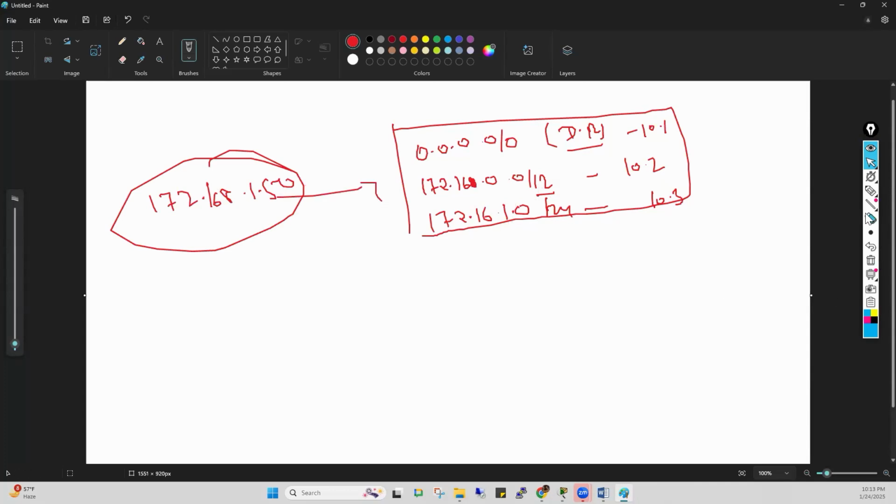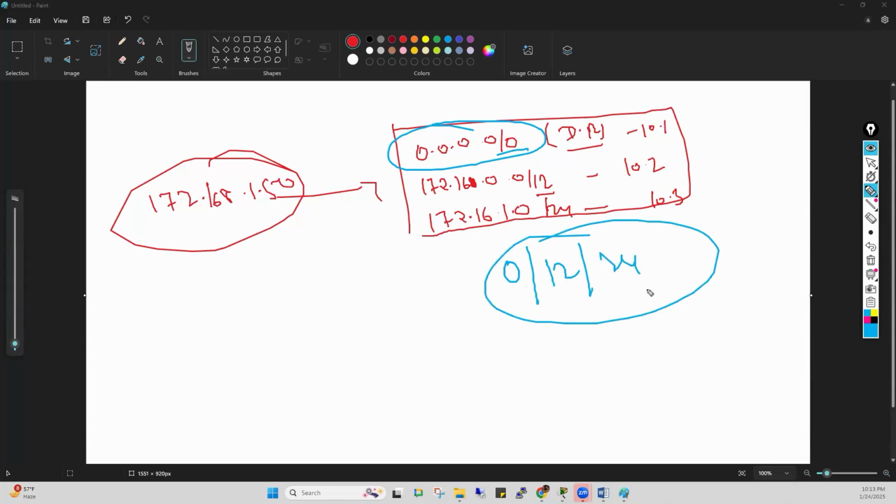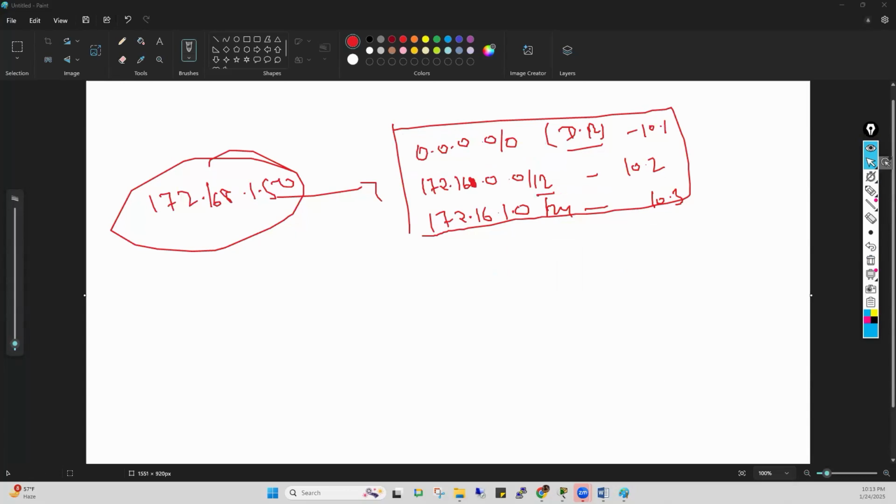What will the router do? If you check, this matches the default route too. Getting my point? So in this case, what are the prefix lengths? 0, 12, and 24. So what is the longest one? 24. So the router will choose this one to forward the packet. Clear? So maybe the interviewer will try to confuse you, so please don't be confused. Always check the prefix length first.